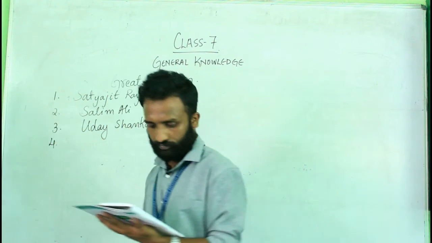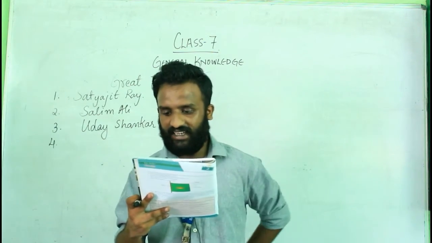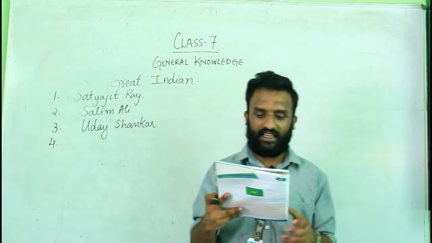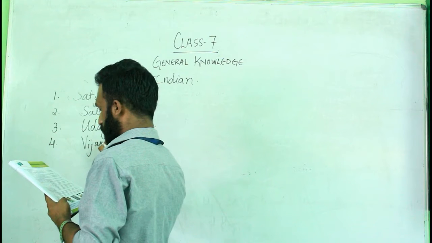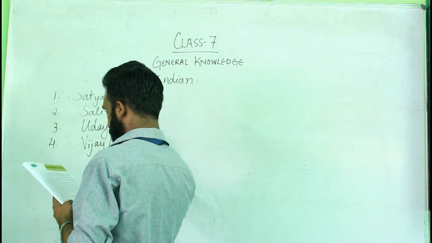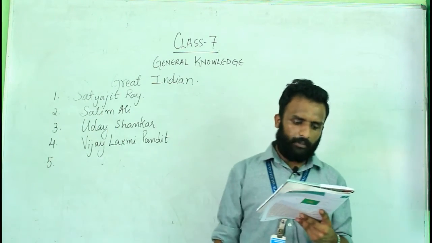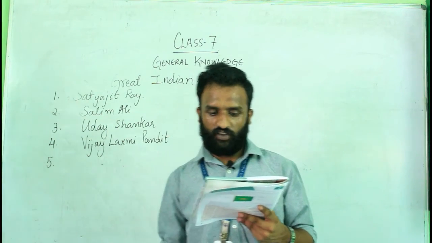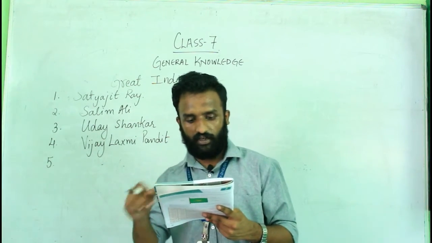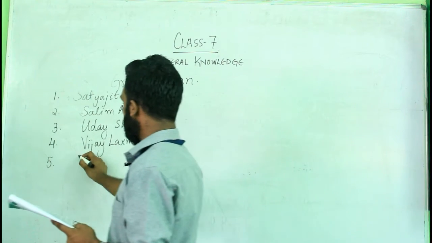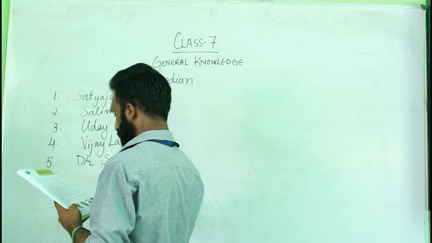Okay, number 4: she was India's first woman ambassador and the first woman to be elected as the President of the UN General Assembly. She was Vijaya Lakshmi Pandit. Number 5: former President of India, he was a philosopher and educationist and also the Vice Chancellor of Banaras Hindu University. So who was he? He was Dr. S. Radhakrishnan.